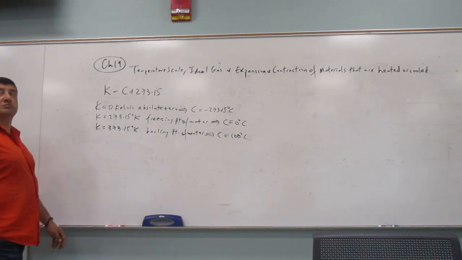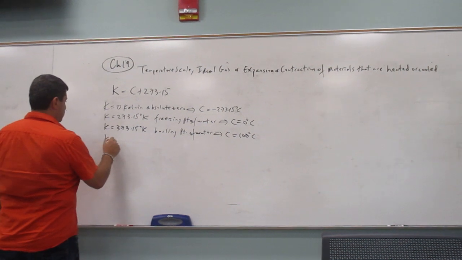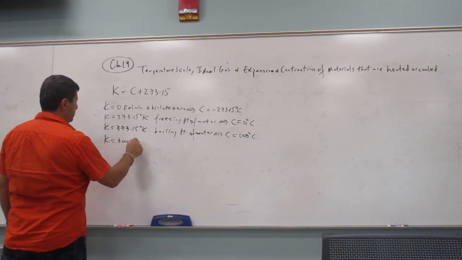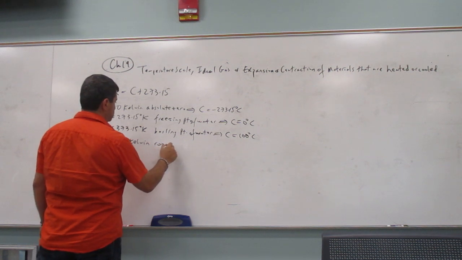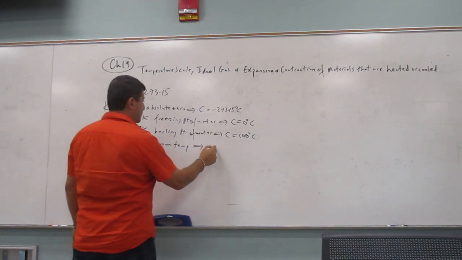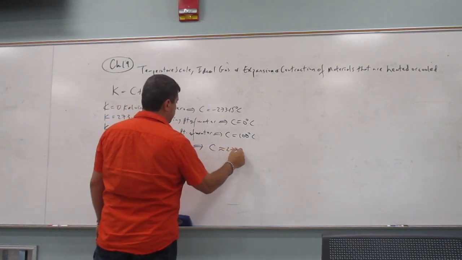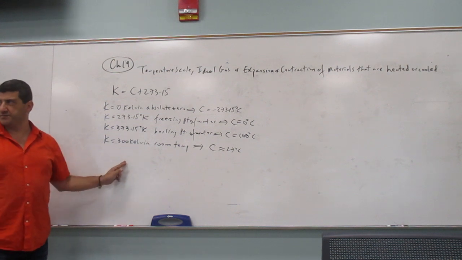So typical room temperature, we usually call it around 300 Kelvin. 300 Kelvin is room temperature. So an easy way to remember that is it's approximately 27 Celsius. And it makes this a nice rounded number.